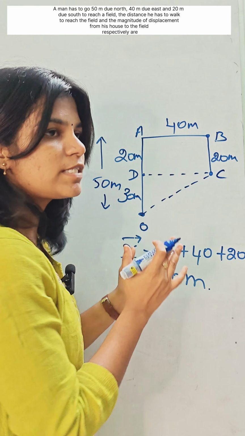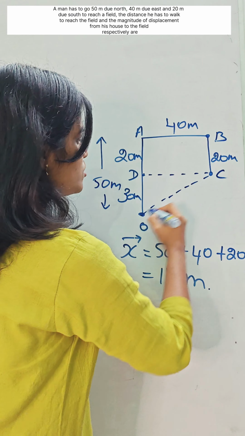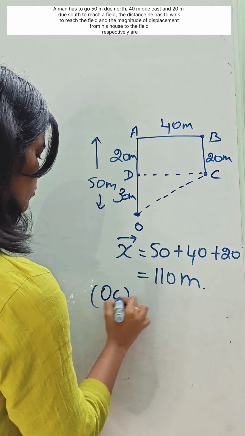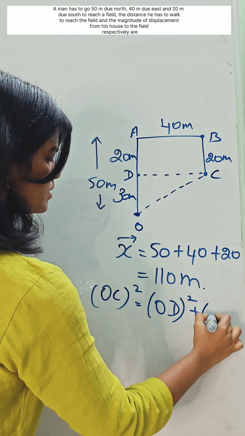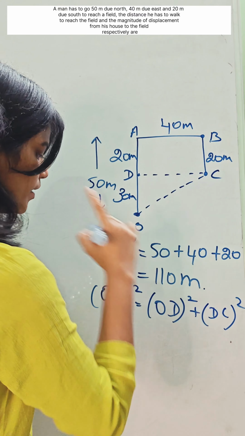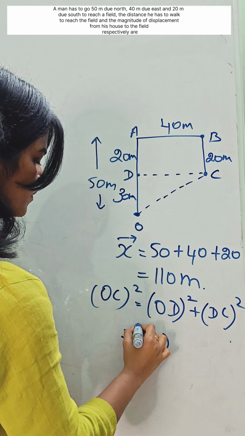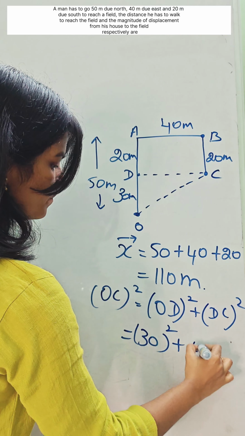Now to find out the displacement, you want to apply the Pythagoras theorem. Imagine we need OC. OC squared equals OD squared plus DC squared. Now OD we can take as 30 squared, plus DC it will be 40 squared.